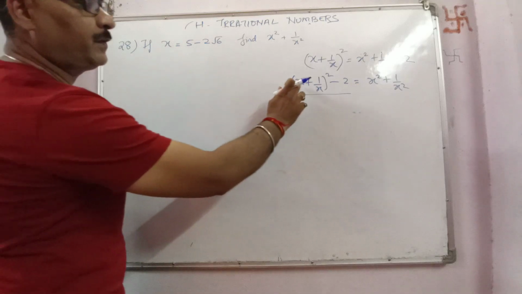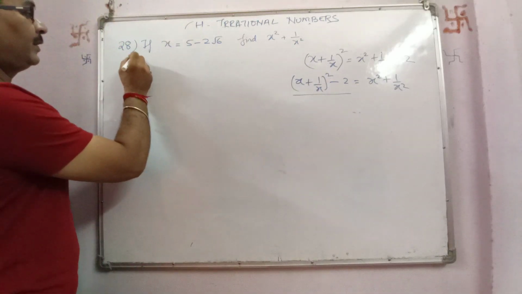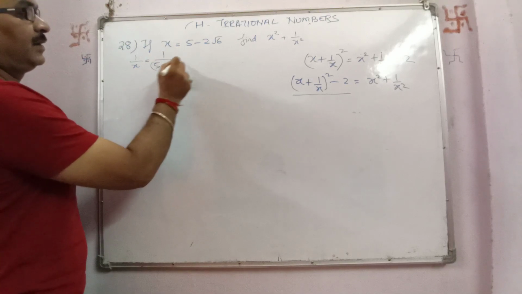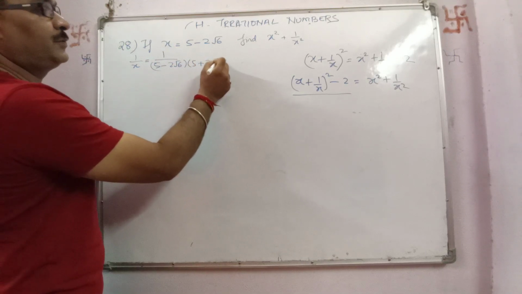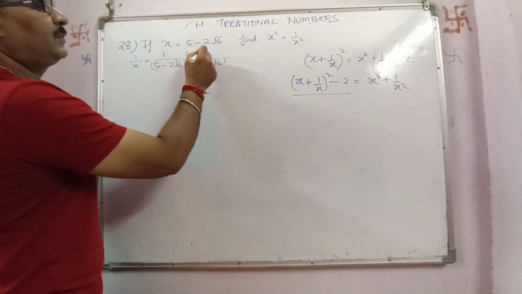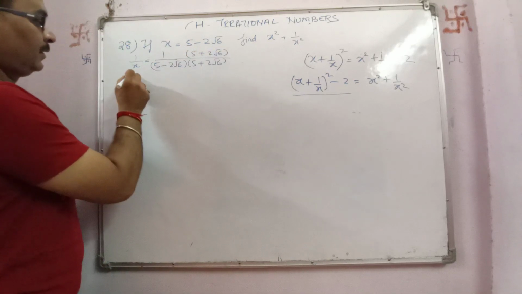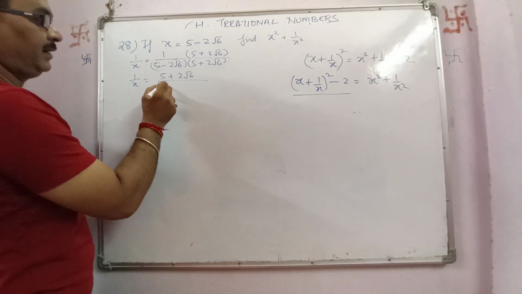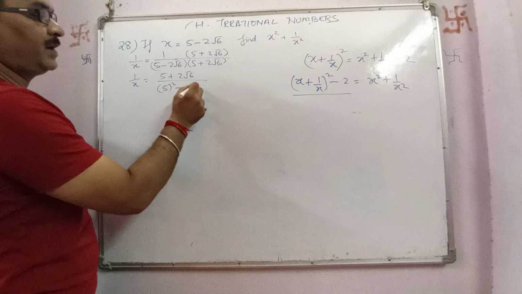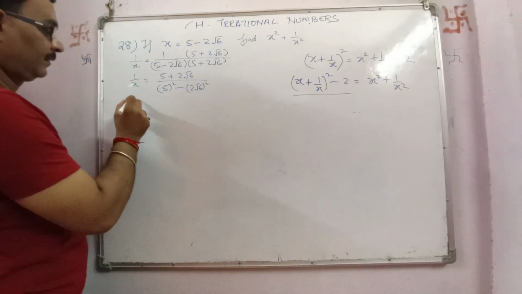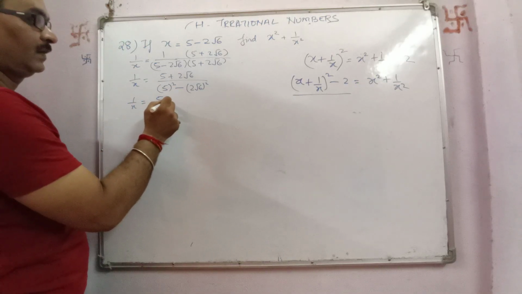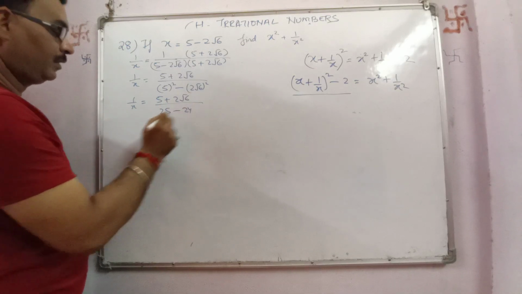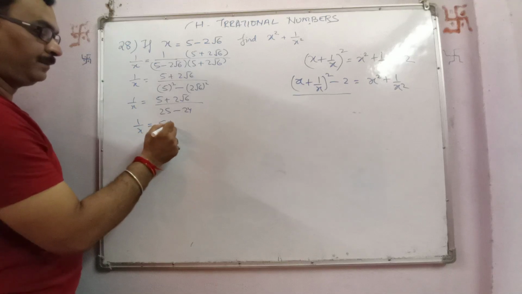So but what do we need to find out? x + 1/x. x is there, 1/x. 1/x is very simple. 5 − 2 root 6. Rationalizing the denominator, (5 + 2 root 6) into (5 + 2 root 6). So 1/x is equal to (5 + 2 root 6) divided by 5² − (2 root 6)². 25 − 24, so we have 1/x is equal to 5 + 2 root 6.